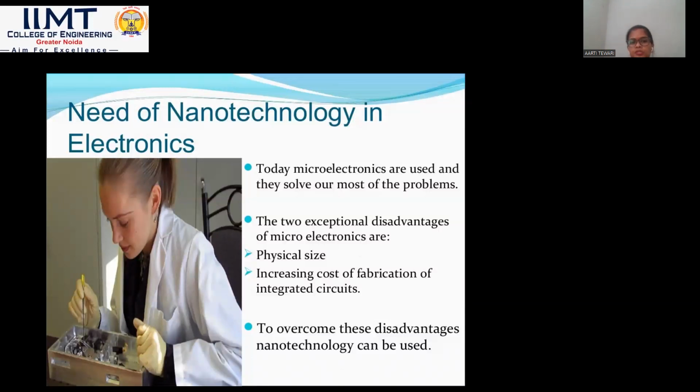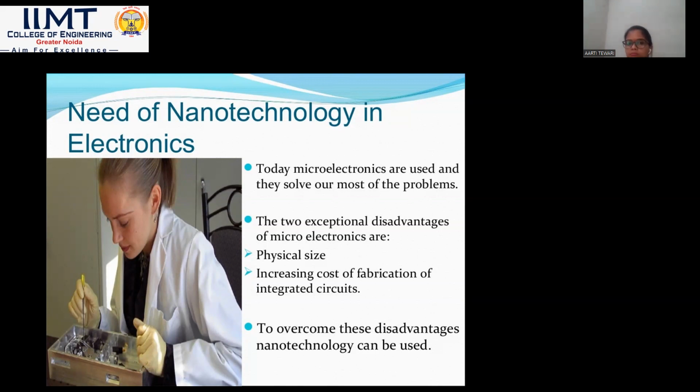Then the need of nanotechnology in electronics. So you can see nowadays we have had microelectronics in use for many years now, but they've actually not solved the problems. The exceptional disadvantages of microelectronics are the physical science limits and the increased cost of fabrication of circuits. So nowadays, what we want is compact sizes of our electronic structures, as thin as possible. For advertising about the slimmest phones and thinnest phones and this resistant, that resistant, all those things have not been achieved by microelectronics.